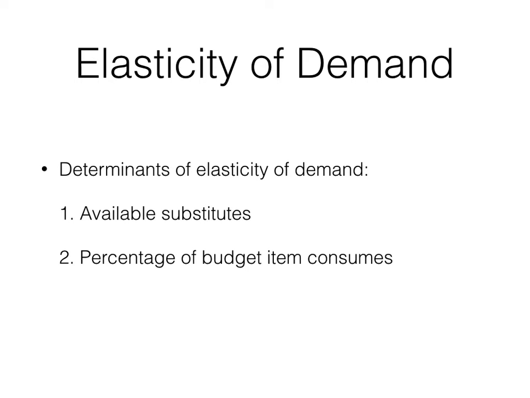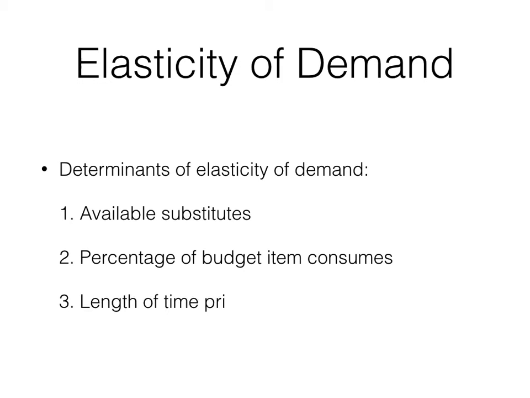However, if the rent on your apartment or the mortgage on your home goes up by 100%, then that's going to be a huge percentage of your budget, and you're going to respond pretty quickly by either getting a smaller place or bringing in roommates. That will be more elastic in demand because of the higher price of the house. Whereas salt will be inelastic in demand because that's such a small percentage of your budget. You're not going to be that responsive to a change in price.